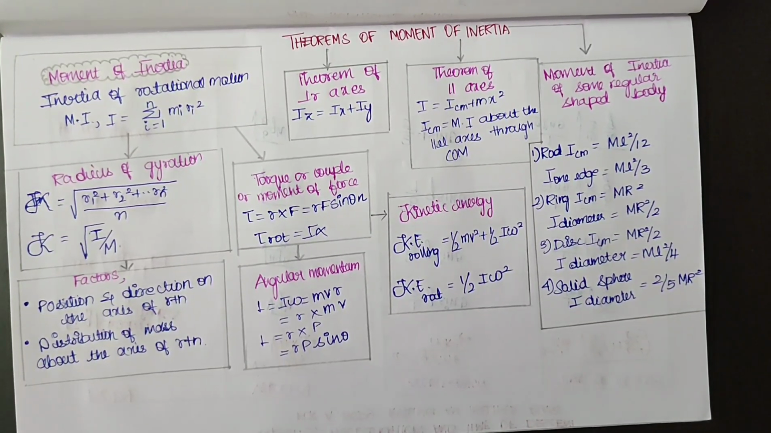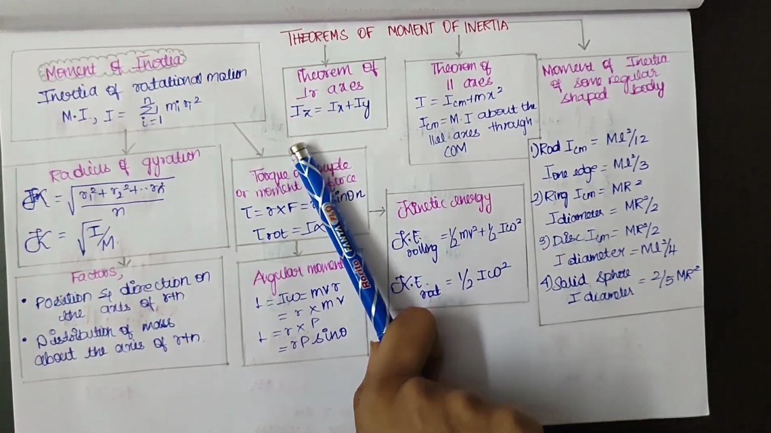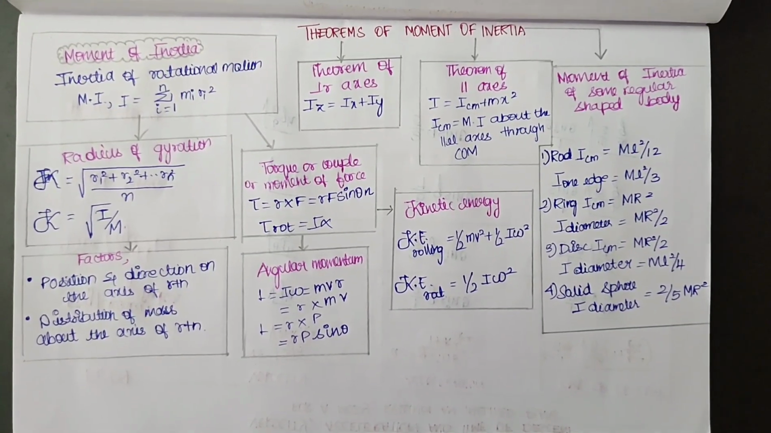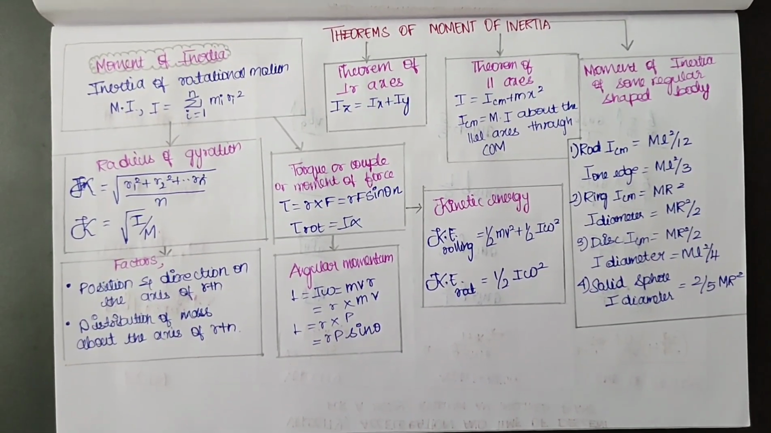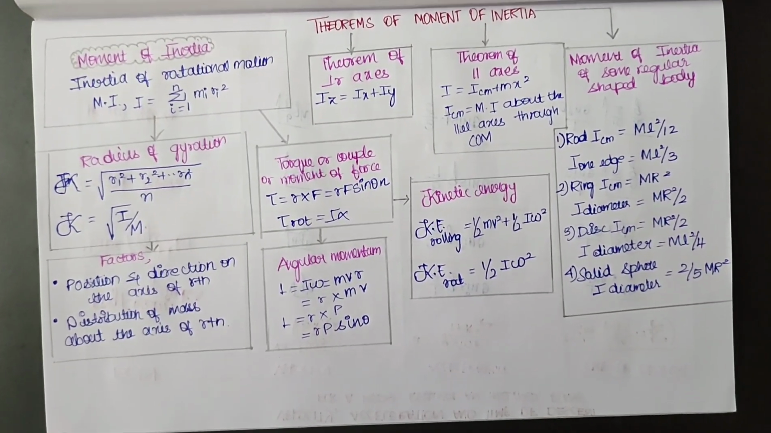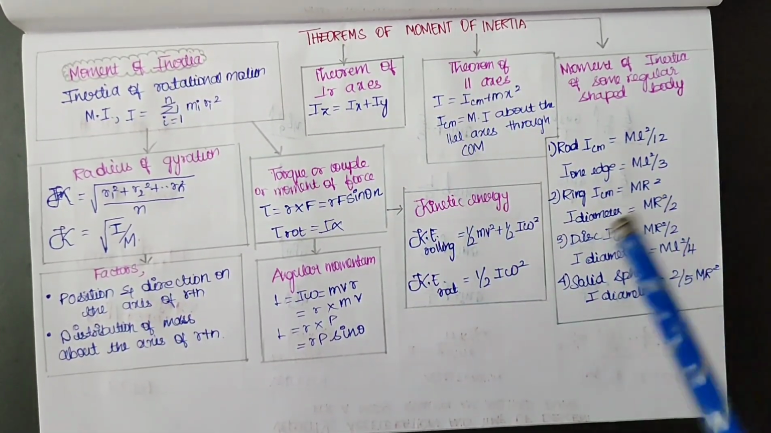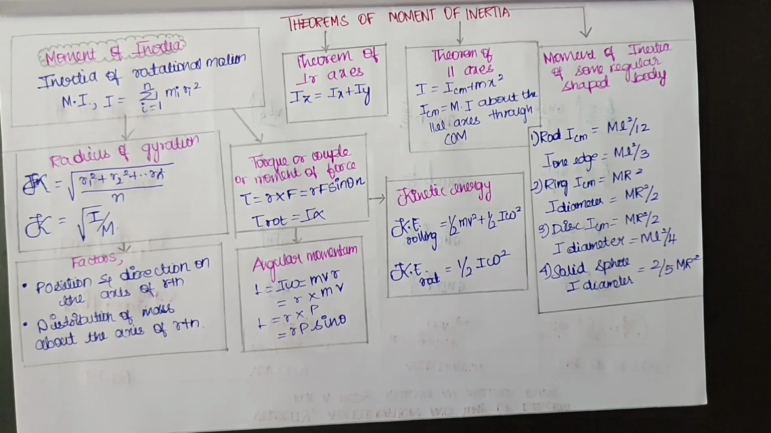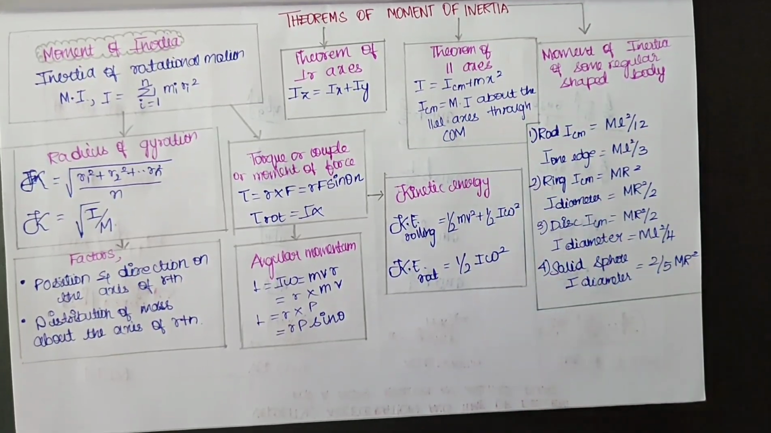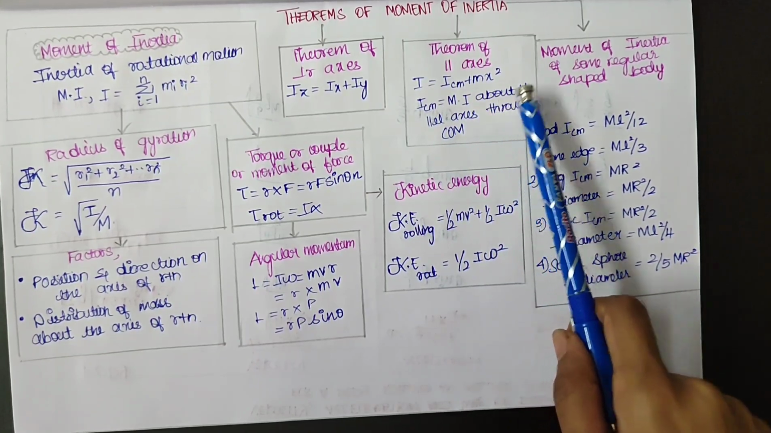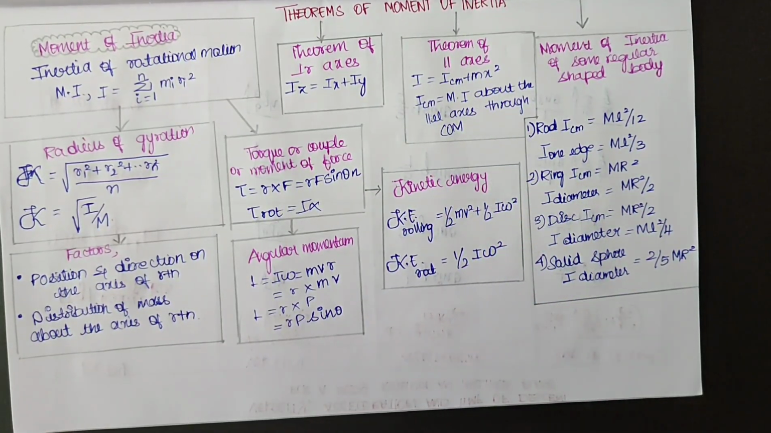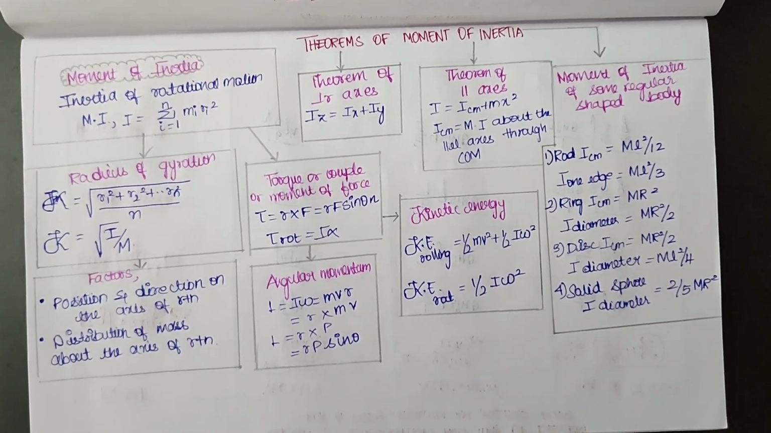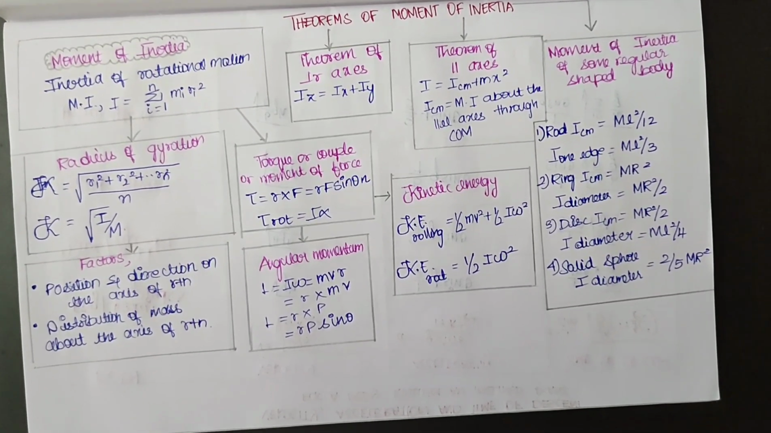Now, to talk about the theorems of moment of inertia, here are the theorem of perpendicular axis and the theorem of parallel axis. In the theorem of perpendicular axis, Iz is given by the summation of Ix plus Iy, where Ix, Iy and Iz are the moments of inertia along the particular directional axes. Now, the theorem of parallel axis is given by I equal to Icm plus m x square, where Icm is the moment of inertia about the parallel axis through the center of mass. So this is about the theorem of parallel axis.